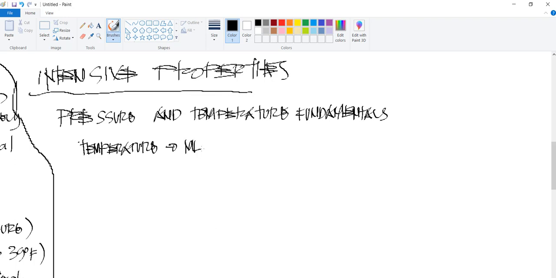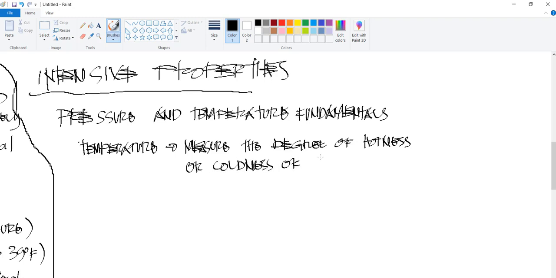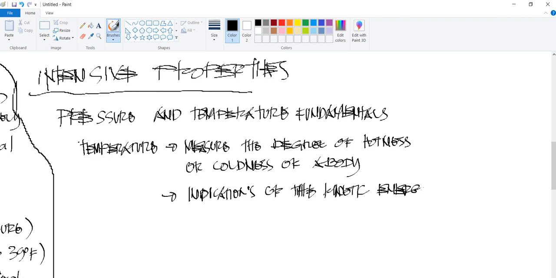So it is the measure of the degree of hotness or coldness of a body. So that is the temperature. It is also the indication of the kinetic energy of the molecules of a substance.